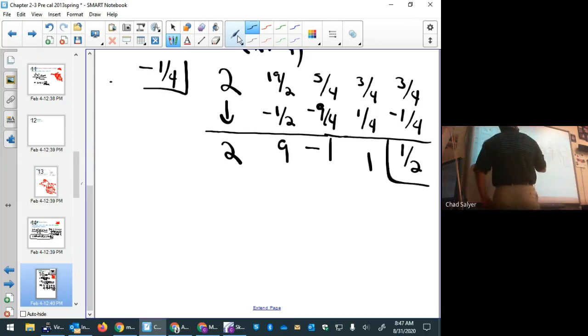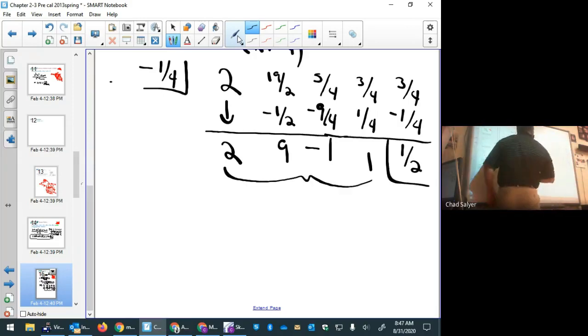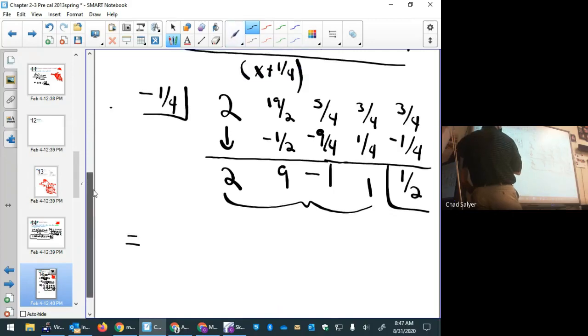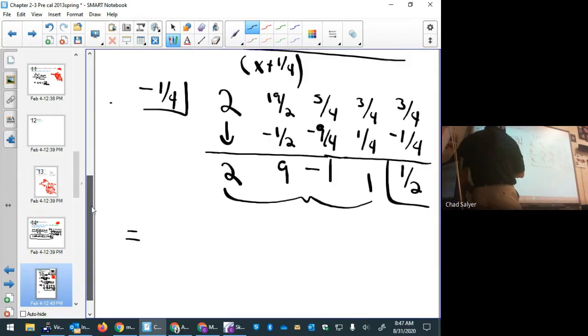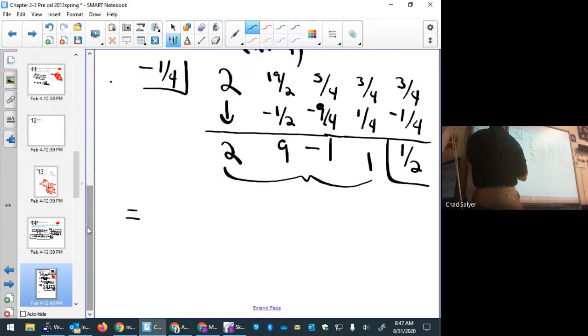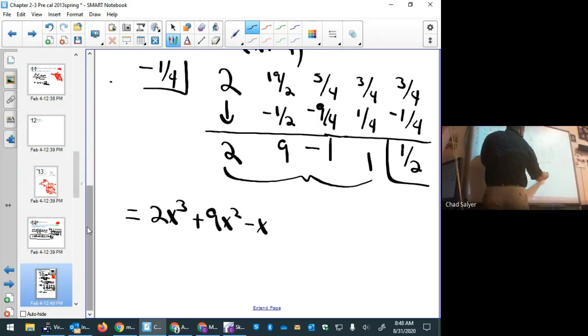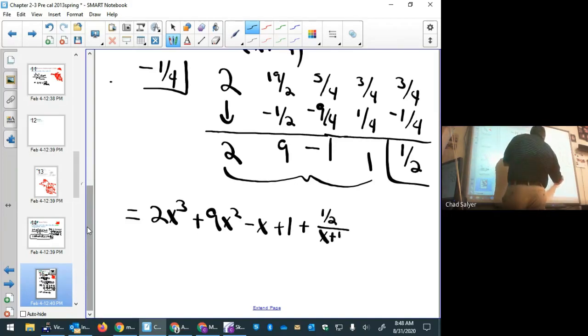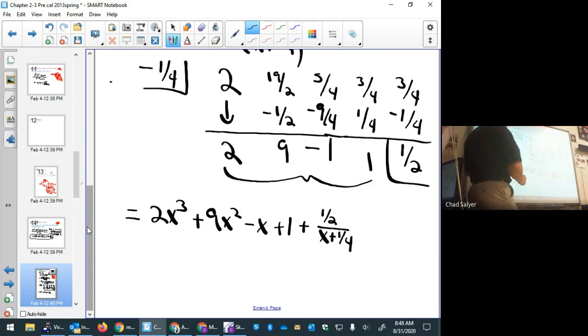So here I've got the coefficients of my quotient polynomial, and there I have the remainder. So the answer is going to be for this problem. And remember, we started with the 4th power of x. So this time our first term is going to be to the 3rd power. Like so.